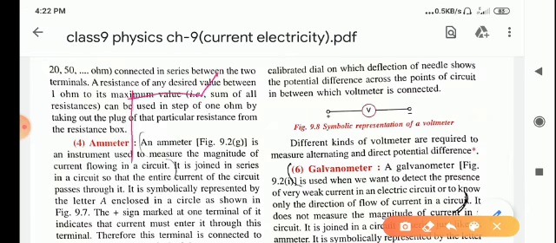Listen, this diagram, it is an ammeter, plus minus, plus minus, right? The plus sign marked at one terminal of it indicates that current must enter through that terminal, right?